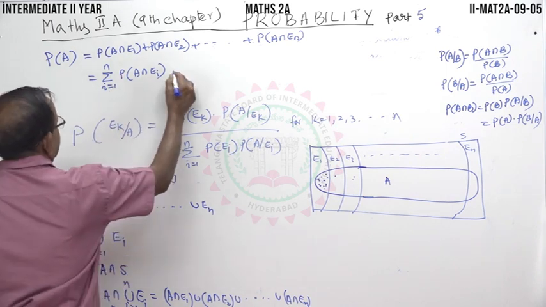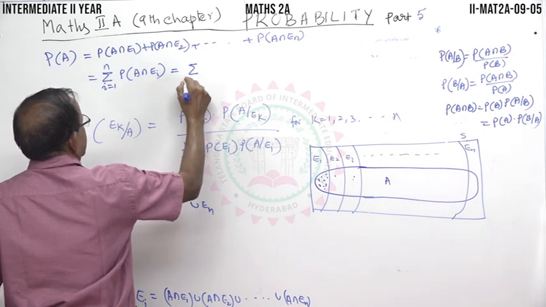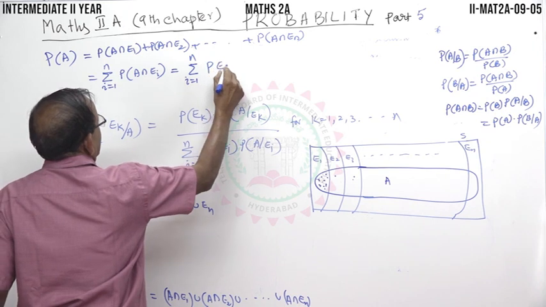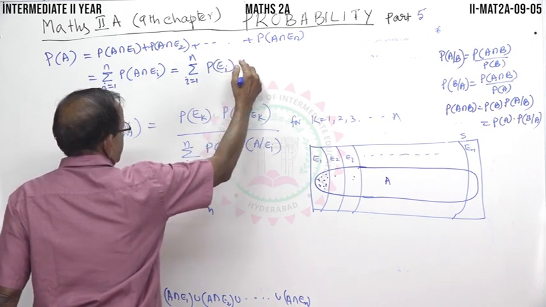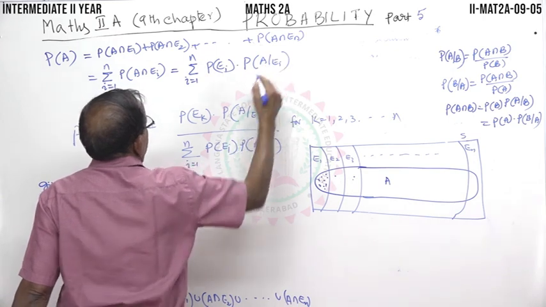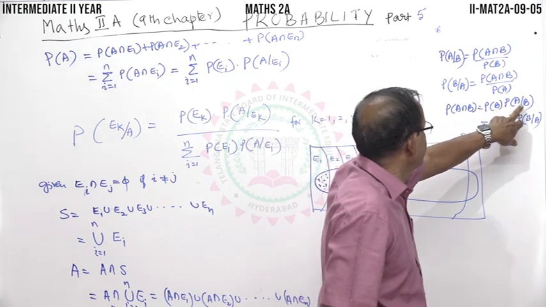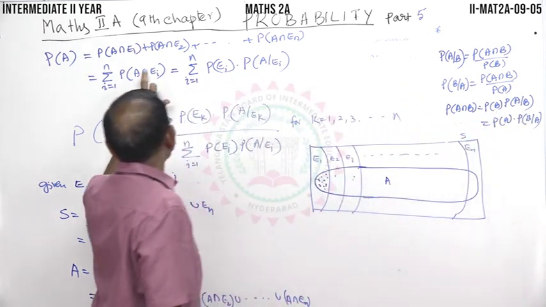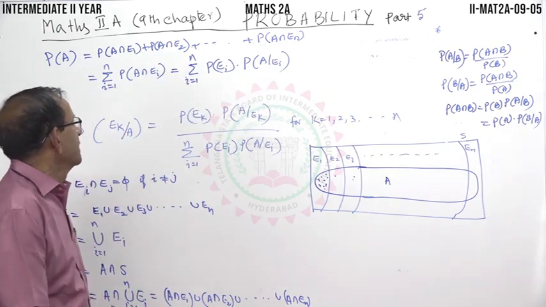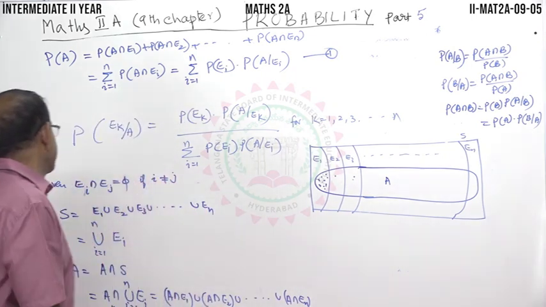Now here, P of A intersection B for example, that is P of B into P of A given B, is equal to sigma i is equal to 1 to n P of Ei into P of A given Ei. By using the first one, P of A intersection B is P of B into P of A given B. Take this as the first result.